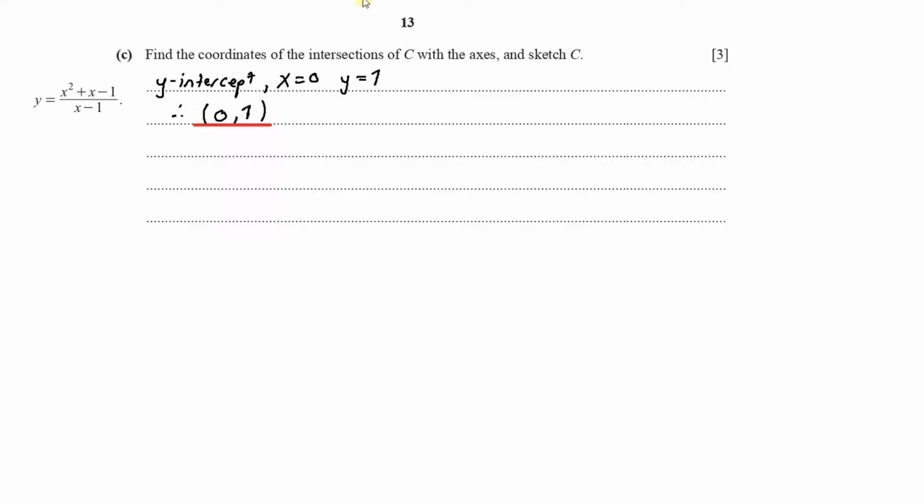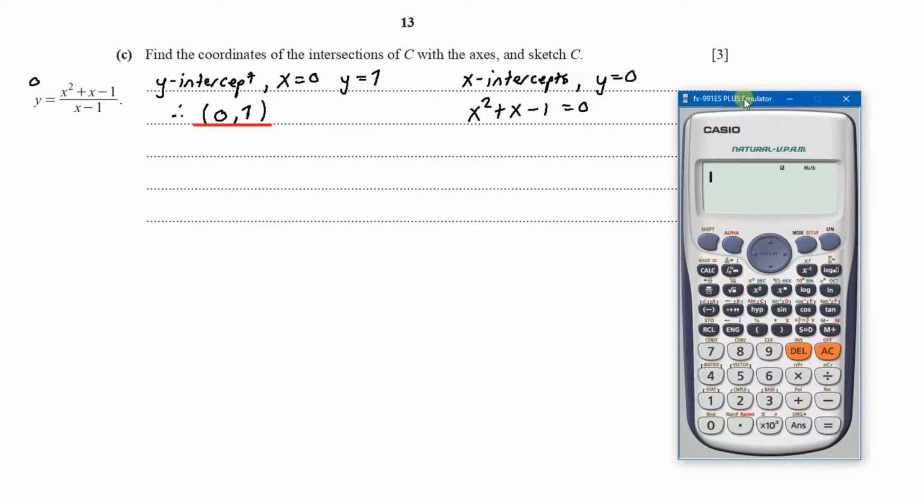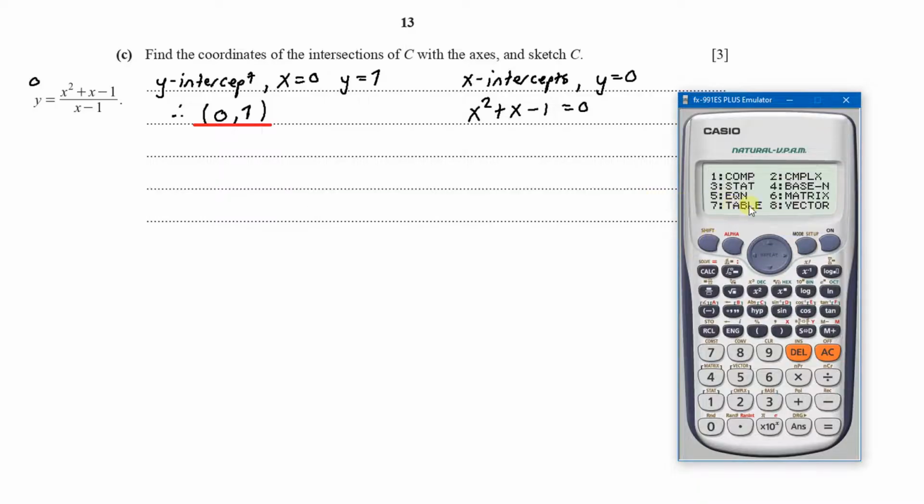Let's now look for the x-intercepts. For the x-intercepts, we know that y is equal to 0. So if y is equal to 0, we have 0 equal to this, and we multiply both sides by x minus 1. So we have x squared plus x minus 1 is equal to 0. Now we can solve this for x, and I'm going to use the calculator for convenience. I'll go to equation, that's 5, and quadratic, that's option 3. The coefficients a, b, and c are 1, 1, and minus 1. So we have it like this.